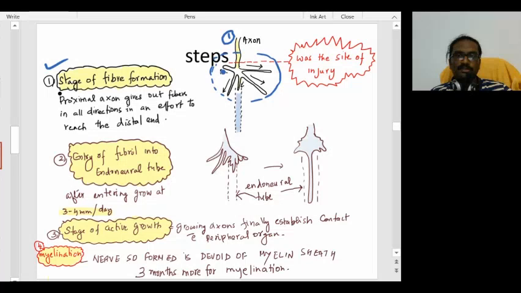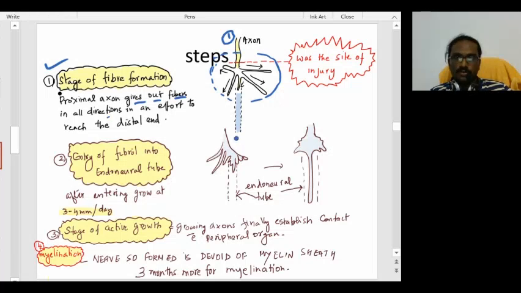The special feature of this part forming is that if you look at our 3D angle, you can see in all the 360 directions, all the angles, it is possible that the axon can give out fibers. So the axon, basically the terminal, gives out fibers in all directions. So the effort is to reach the distal end.